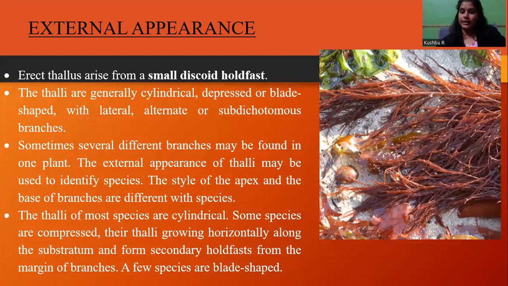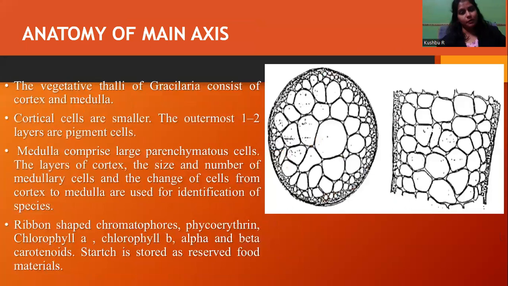This is how exactly red algae would look like. They have a thick photosynthetic main axis which is fleshy and it has many lateral branches around it. The organism is not free living, it is attached to a suitable substratum with the help of a discoid holdfast. Sometimes, to show better evolution, it has a secondary holdfast that comes from the margin of the branches.